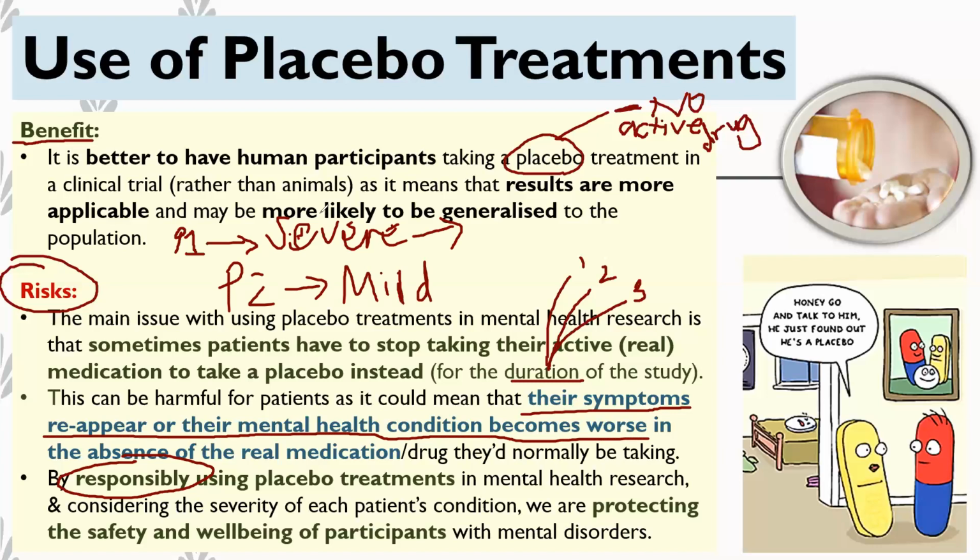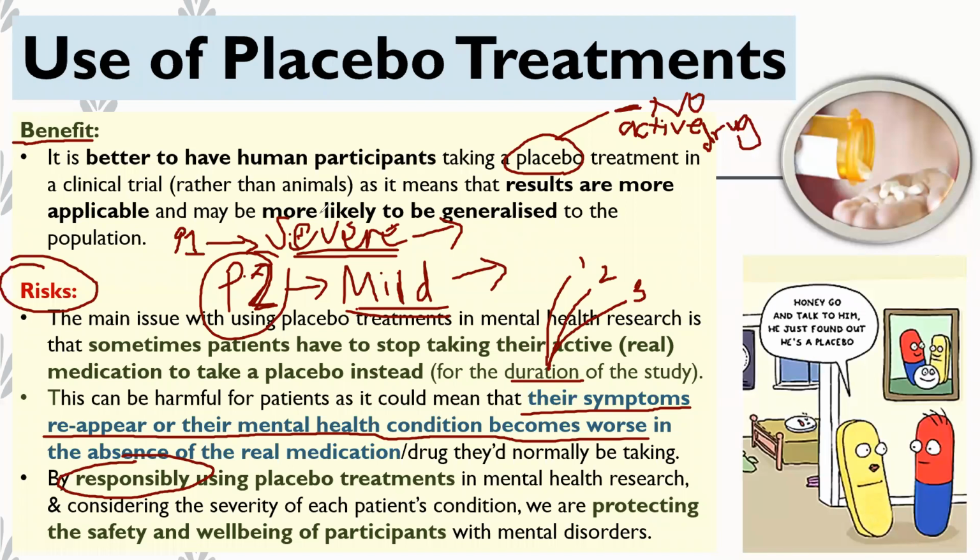It's better for me, from an ethical point of view, to use my placebo on patient number two, because they are experiencing only mild symptoms and may experience less of a negative impact from taking the placebo and thus abandoning the active medication, as compared to patient number one, who was having a lot more of a severe and intense case of depression, where taking a placebo might be enough to kind of put them over the edge, might be enough for their symptoms to become potentially fatal or potentially harmful enough that they might injure themselves or harm themselves.